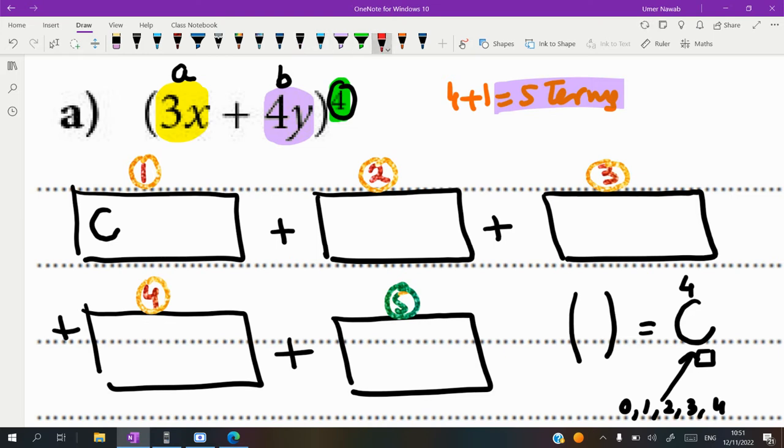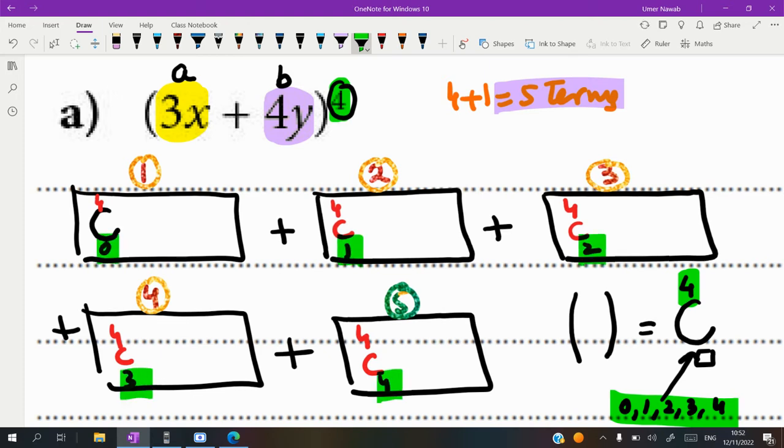So I will write here 4C0, 4C1, 4C2, 4C3, and 4C4. Do you understand my point? The top number is fixed, and the bottom will be a list of numbers starting from 0 and ending at the maximum, the power n, which I have as 4. So 0, 1, 2, 3, 4. These are also called binomial coefficients, and they can also be found by using Pascal's triangle, but I'm not discussing that right now.